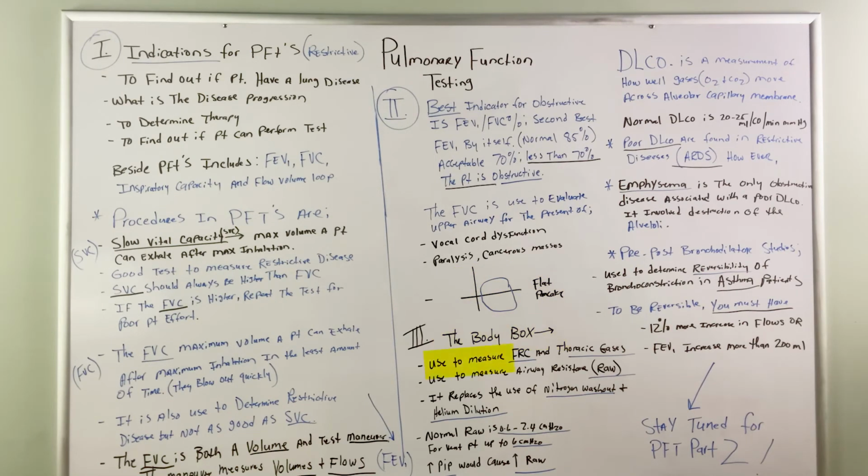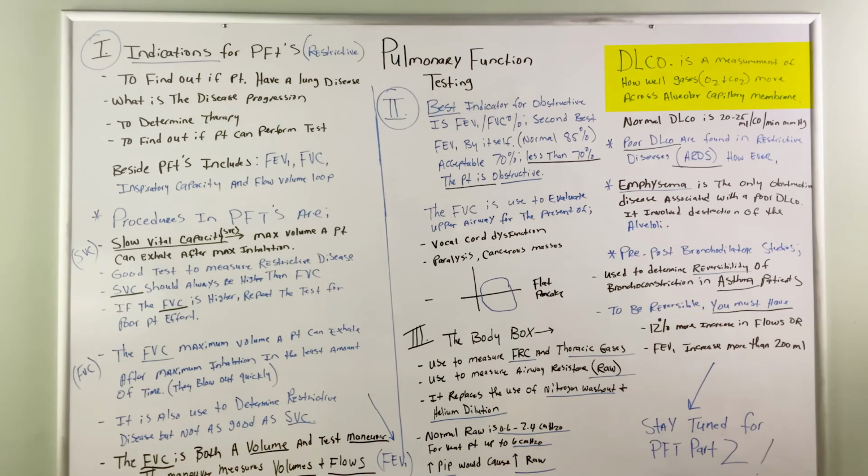Now, the body box. The body box is used to measure functional residual capacity and thoracic gases. That's the FRC. It's also used to measure airway resistance, or RAW. The body box replaces the use of nitrogen washout and helium dilution. Now, the normal RAW is 0.6 to 2.4 centimeters of water. For patients who are on the ventilator, and most of your patients will be, the normal can go up to 6 centimeters of water pressure. An increase in PIP will cause an increase in your airway resistance.